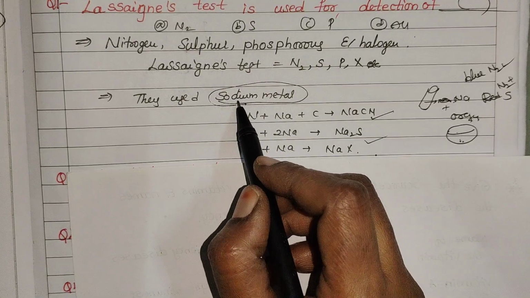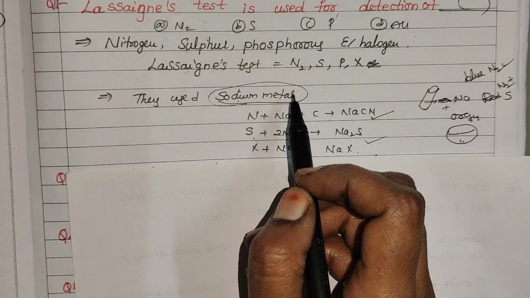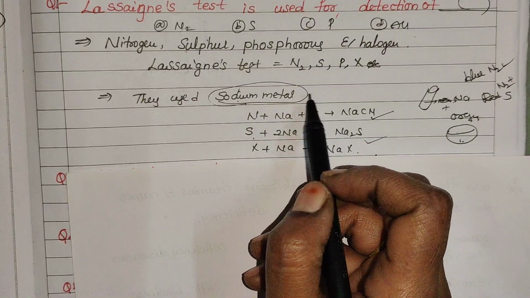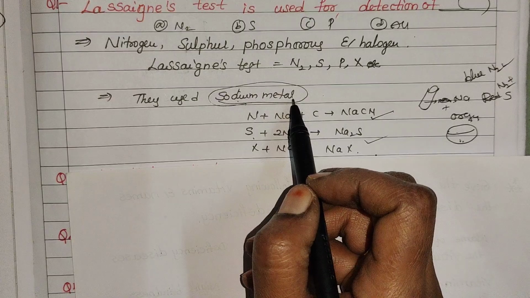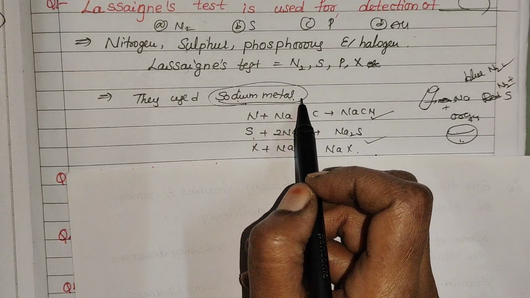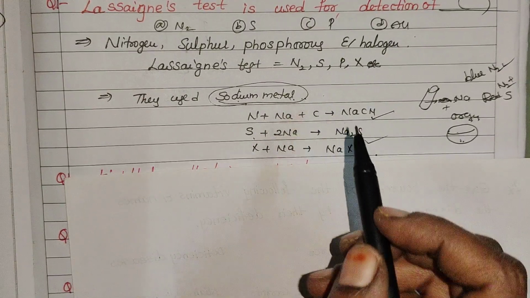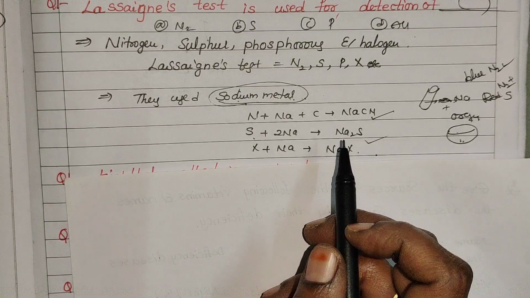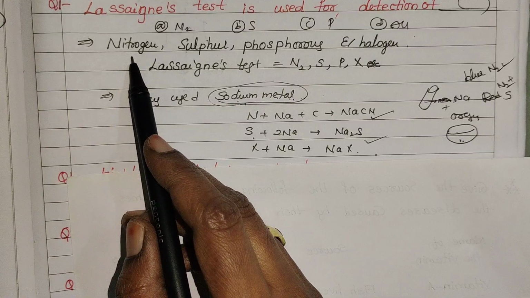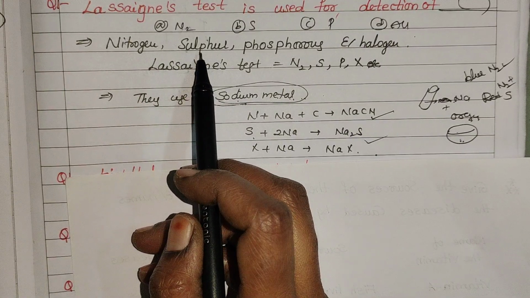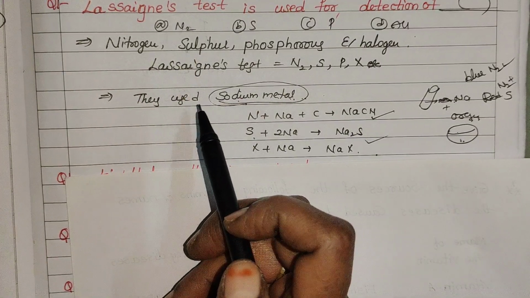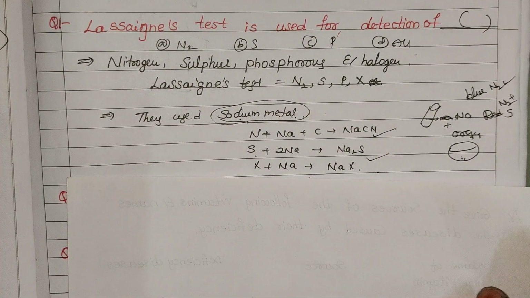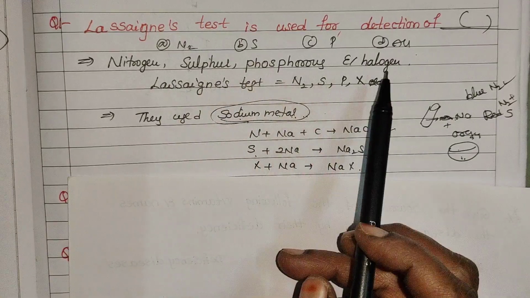Sodium metal and an organic compound are heated. After that, when we add water, that liquid works like a Lassaigne's reagent. If this reagent is tested for sodium, phosphorus and sulfur, they will give the Lassaigne's test, especially nitrogen giving a blue color, and nitrogen and sulfur combination giving a red color. Now the important question: Lassaigne's test is used for nitrogen, sulfur, phosphorus and halogen.